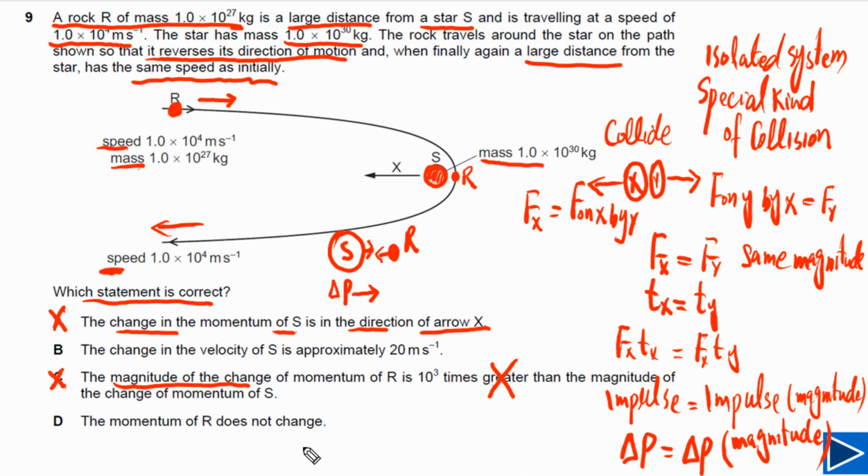Momentum of R does not change. But momentum of R is changing, because momentum is a vector quantity. So even if speed is the same, velocity is changing, so momentum is changing. So this is also not the right answer. So our answer is B. Let's do the calculations and find our answer.